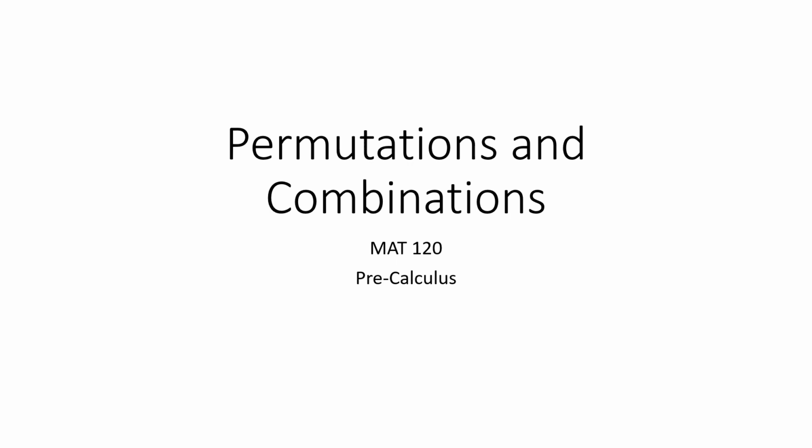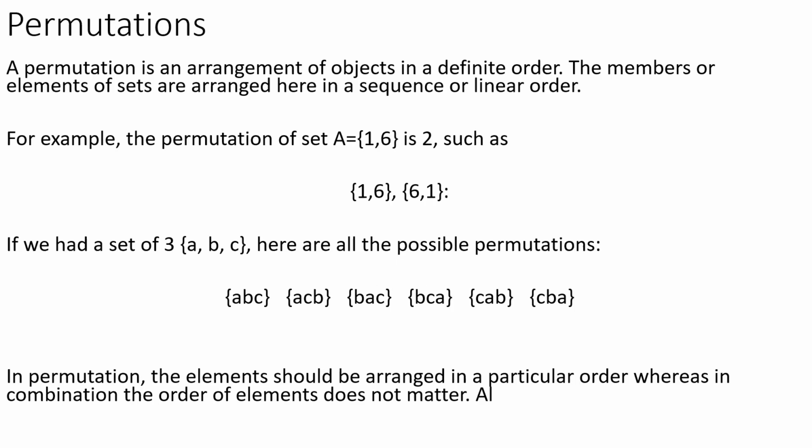Permutations and combinations. Permutations are arrangements of a group of objects in a definite order. For example, I've got two numbers here, 1 and 6. There's two permutations of that. They can be 1, 6, or 6, 1. Two different orders. So same numbers, but two different orders.